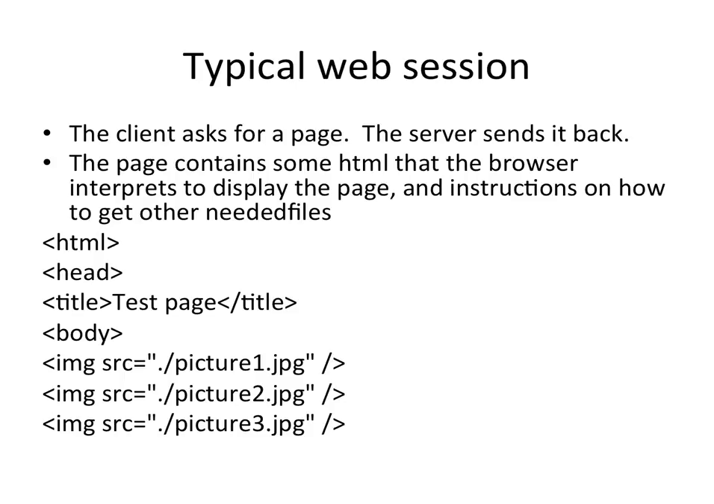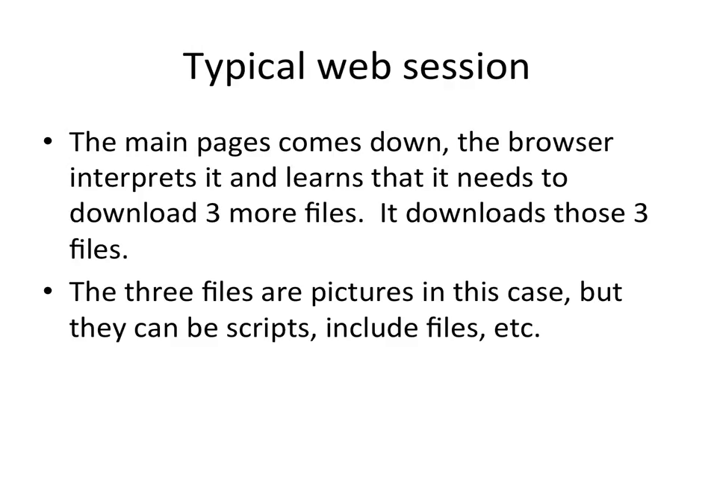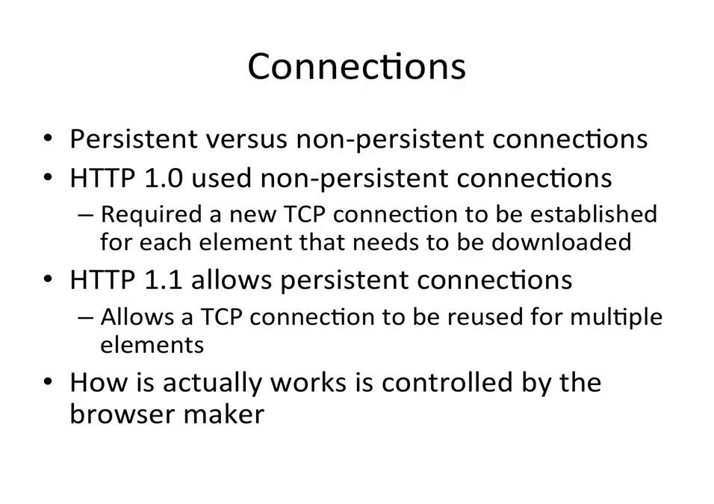So if you look at a typical web page, the client will ask for the HTML page, the server will send it back, and then the browser will get that HTML and interpret it. If you look at this sample HTML I have listed here, basically this is the first file that came back from the request. There are HTML tags in there, there's a title, there's a body, and then it tells the browser, hey, I need these 3 pictures. So the browser now needs to retrieve those 3 pictures, picture 1, picture 2, and picture 3. Basically, the main page comes down, and then it needs to get the 3 files. In this case, the 3 files are pictures, but they can be scripts or include files and other things.